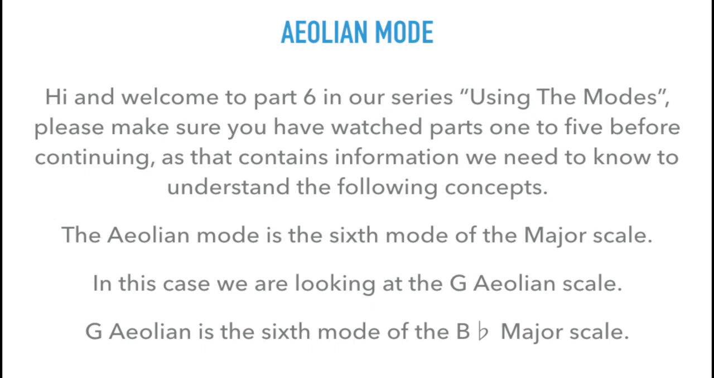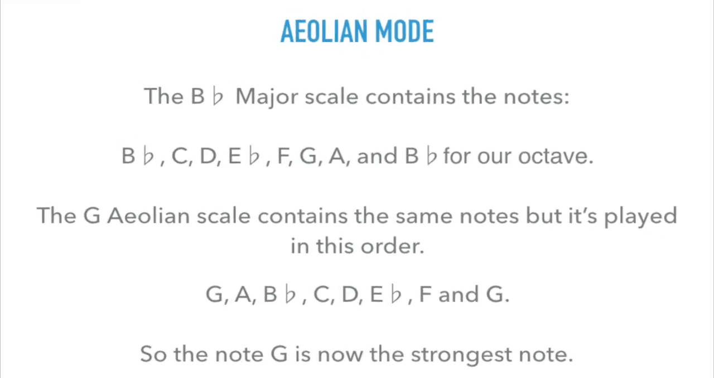The Aeolian mode is the 6th mode of the major scale. In this case, we're looking at the G Aeolian scale. G Aeolian is mode number 6 of the B-flat major scale. The B-flat major scale contains the notes B-flat, C, D, E-flat, F, G, A, and B-flat for our octave.